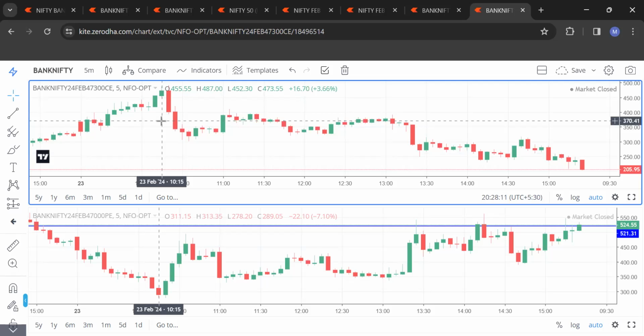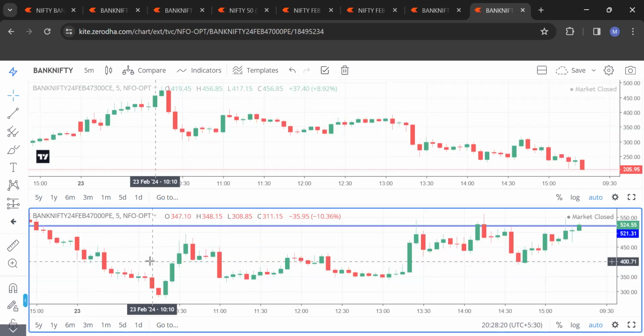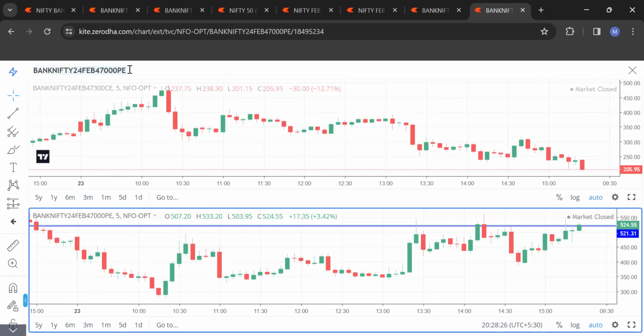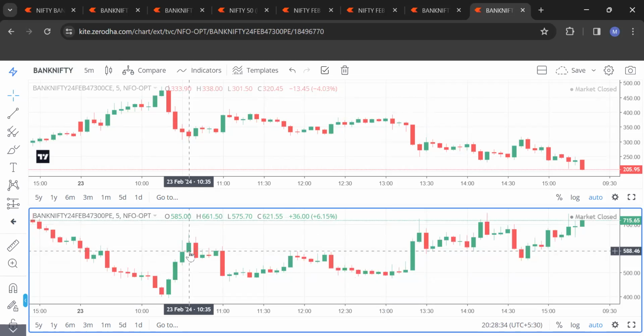You found one. Now let's go to the put and find some strike price whose SPP is 478. Naturally, that will be above this, so you will have to look at more than 47,300 put. Let's first go to 47,300 put. And the SPP is 621.